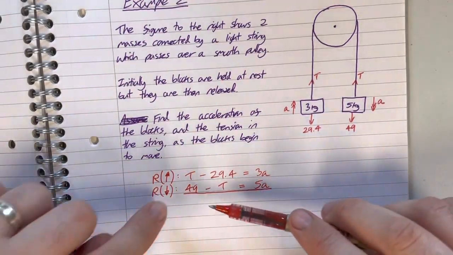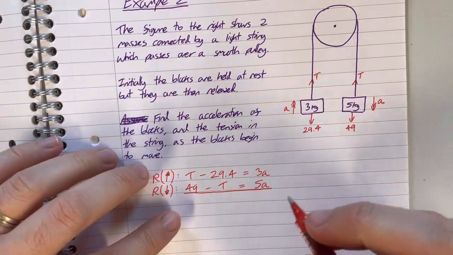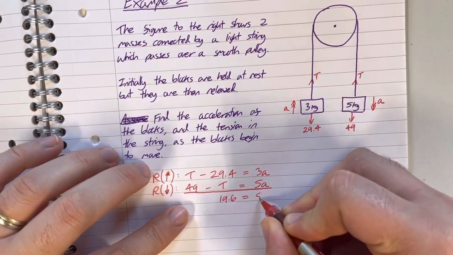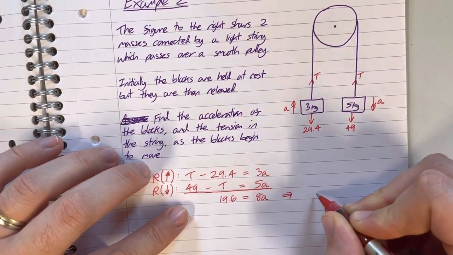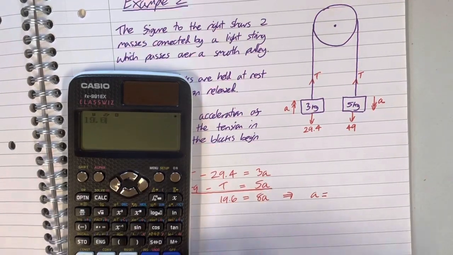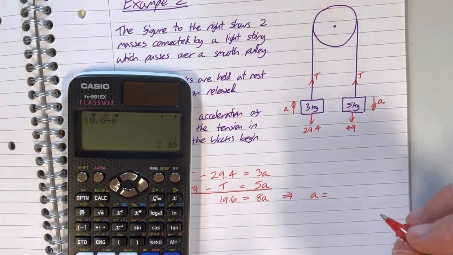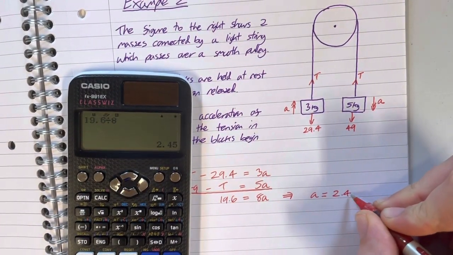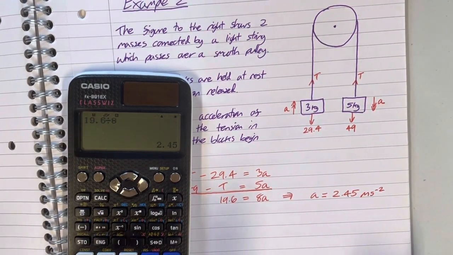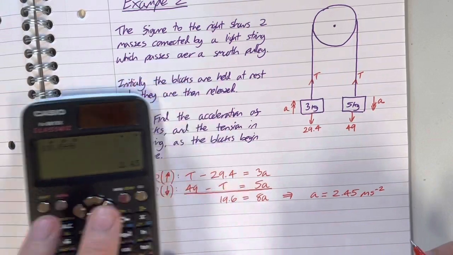So this time I've got 49 minus 29.4 is 19.6. And that equals 8a, which allows me to state what a is. So I'll get 19.6 divided by 8, which is 2.45. And that is meters per second squared. And then that allows me to state what tension is.